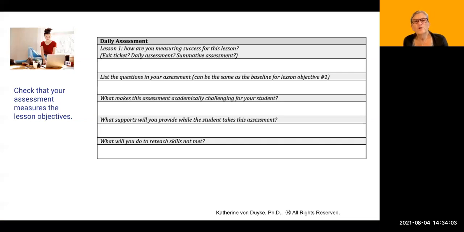And then finally, you have to have a daily lesson assessment. Now, these can be just the questions off of your baseline that relate to the lesson 1. That's all it needs to be. What makes this assessment academically challenging for your students? So drawing on the evidence of your baseline, you can say this assessment will be challenging for the student because on the baseline, they scored 1 out of 4 on these particular questions. And then what supports will you provide while the student is taking this assessment? Will you have cards for them to organize, or a graphic organizer, or something hands-on, or will you model or mouth or point? And then what will you do to reteach skills not met?